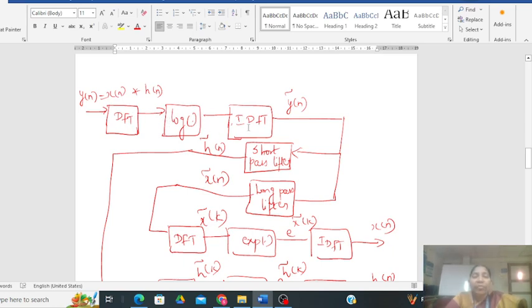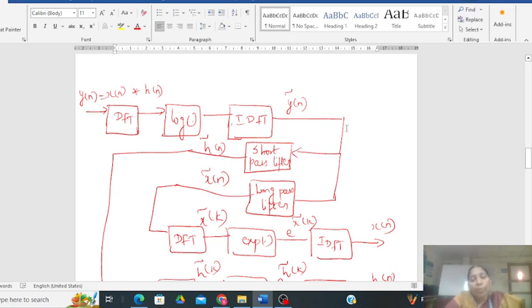Finally, again the inverse discrete Fourier transform is applied to convert the frequency domain signal into a time domain signal itself. So you'll be getting y bar of n. When this y bar of n is passed to a short pass lifter, this will give you the output as impulse function h bar of n.